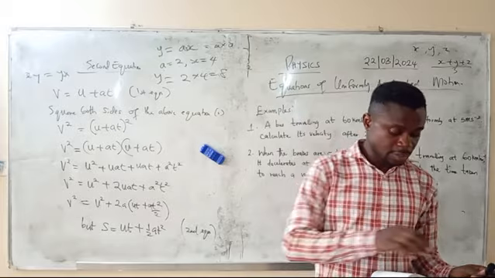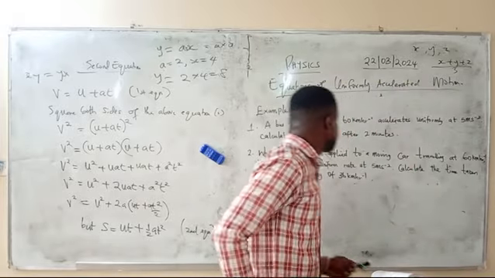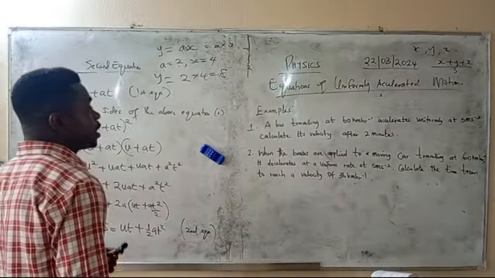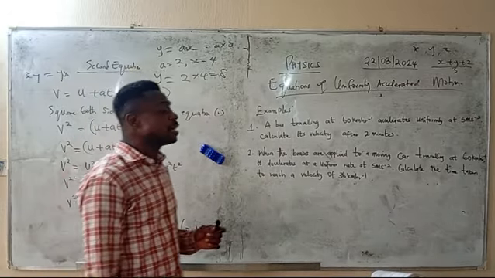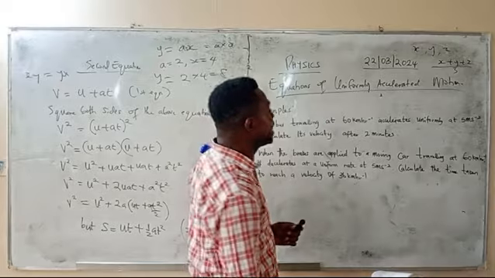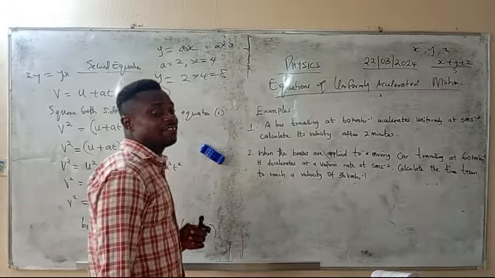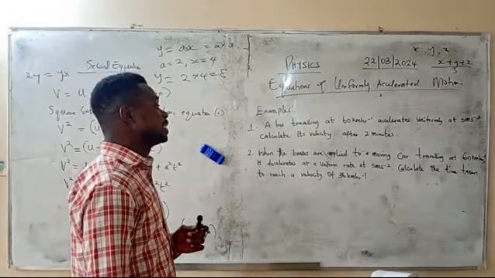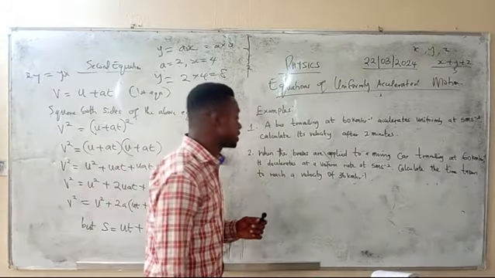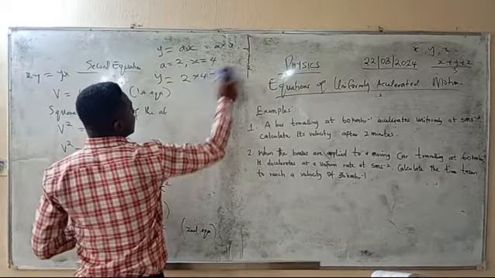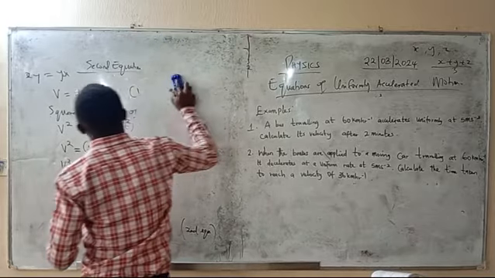You're done, right? All right, let's look at these questions. The first question says a bus traveling at 60 kilometers per hour accelerates uniformly at 5 meters per second squared. Calculate its velocity after 2 minutes.